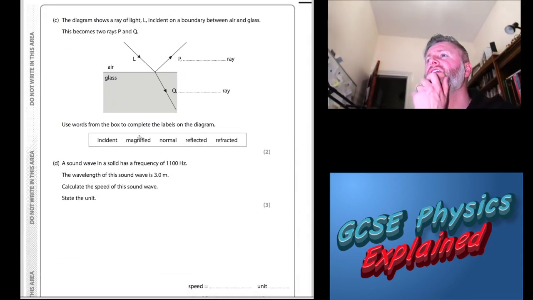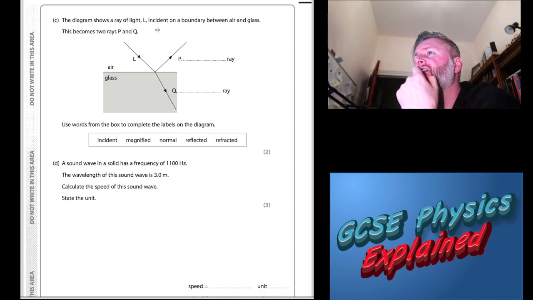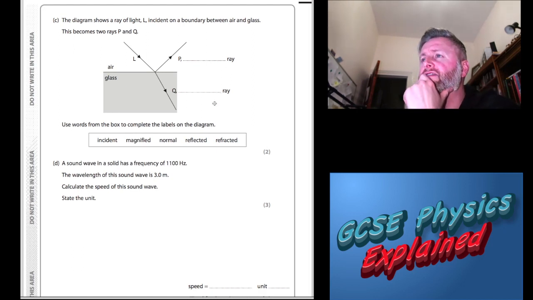The diagram shows a ray of light incident on a boundary between air and glass. This becomes 2 rays P and Q. Use words from the box to complete the labels on the diagram. Incident, magnified, normal, reflected, refracted. Well, this ray here is being reflected because it's bouncing off a surface. And this ray here, Q, that's been refracted. It's been bent.